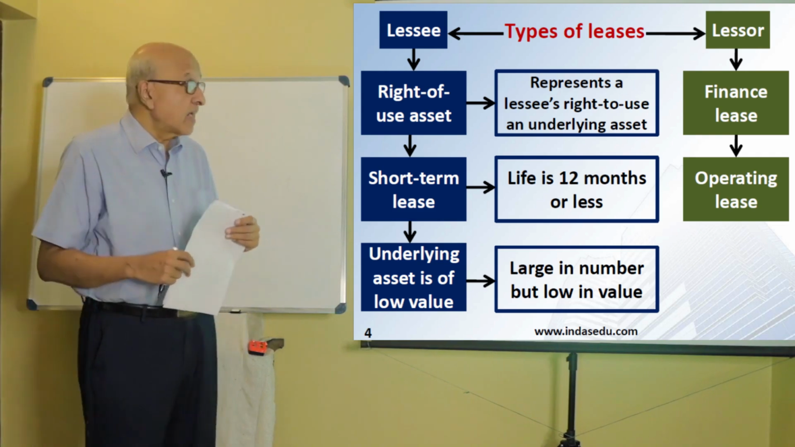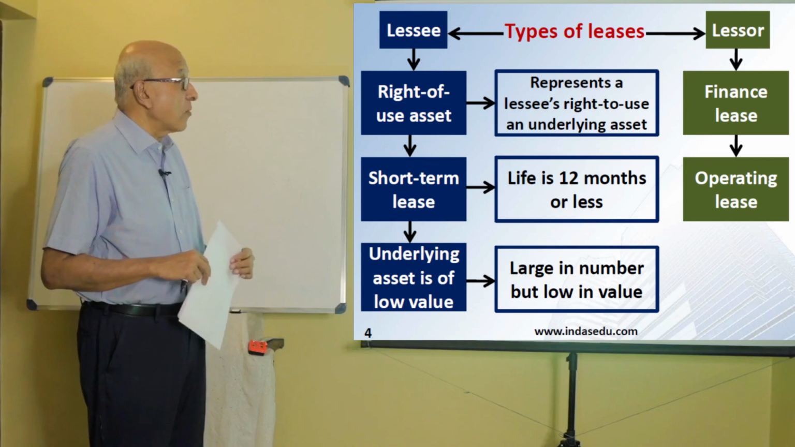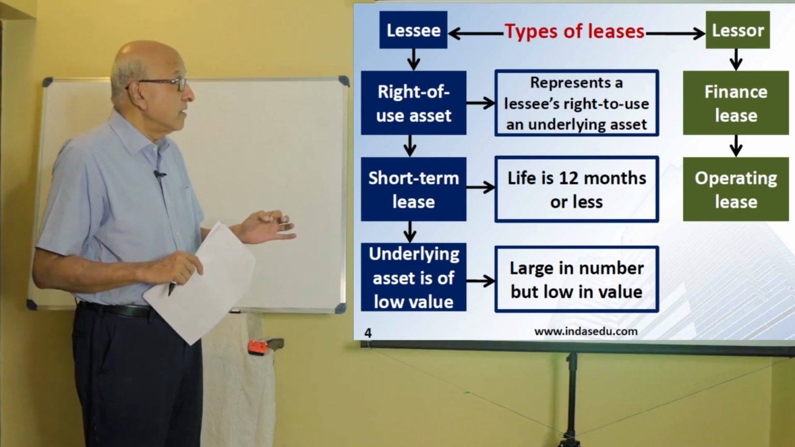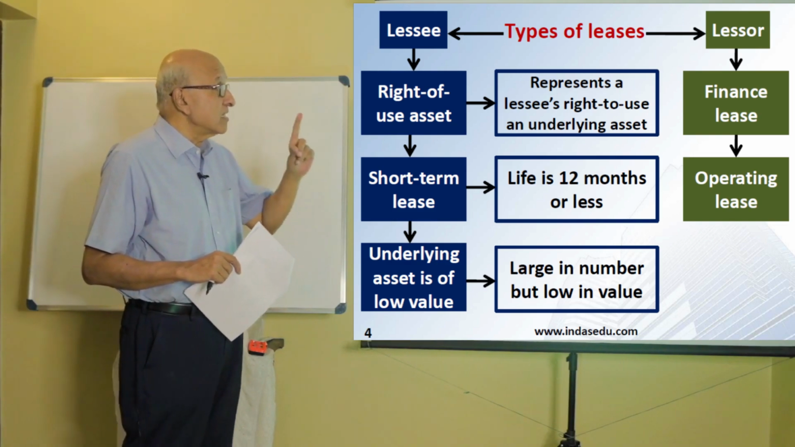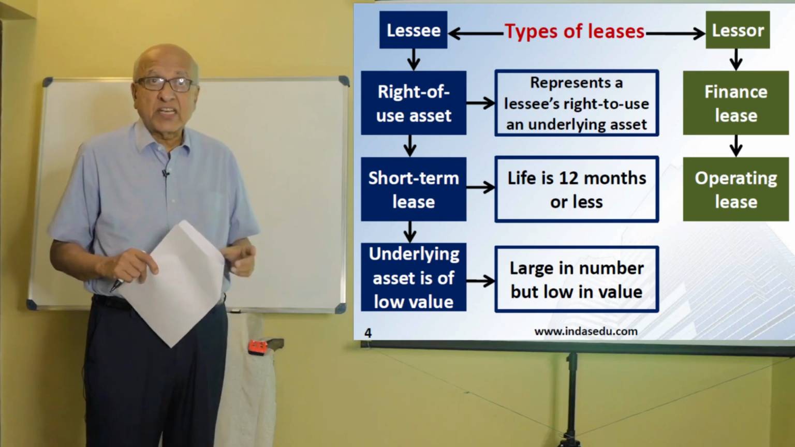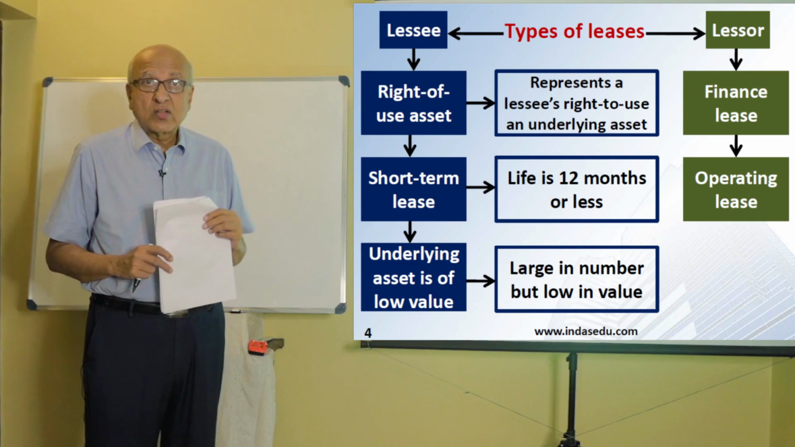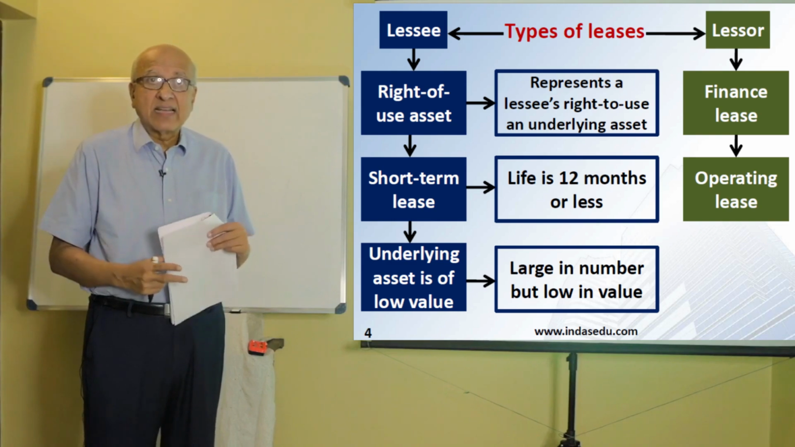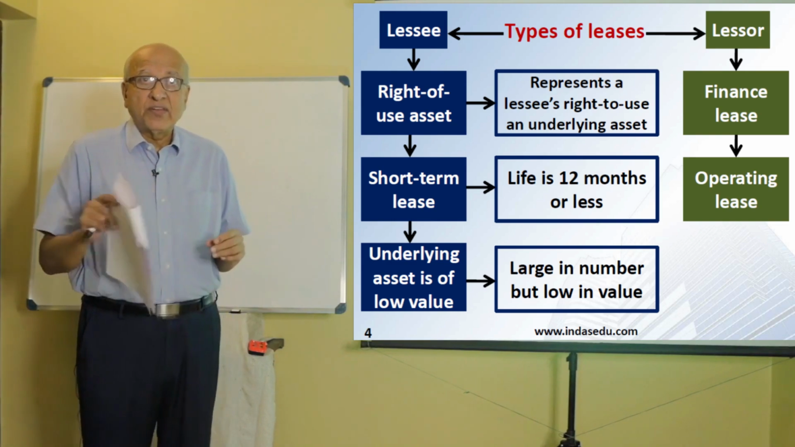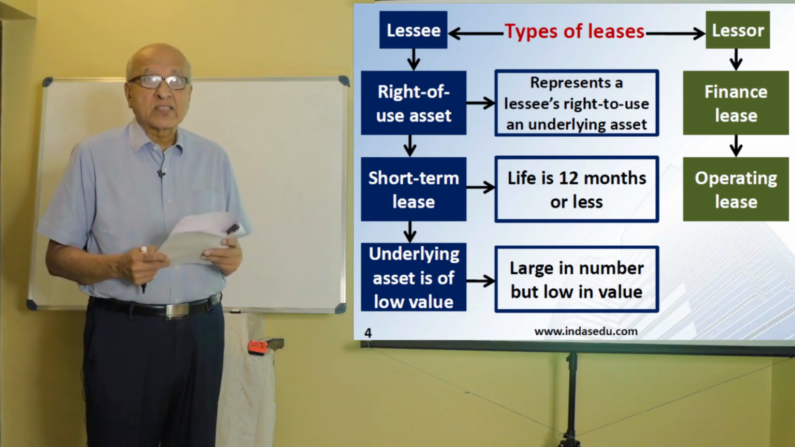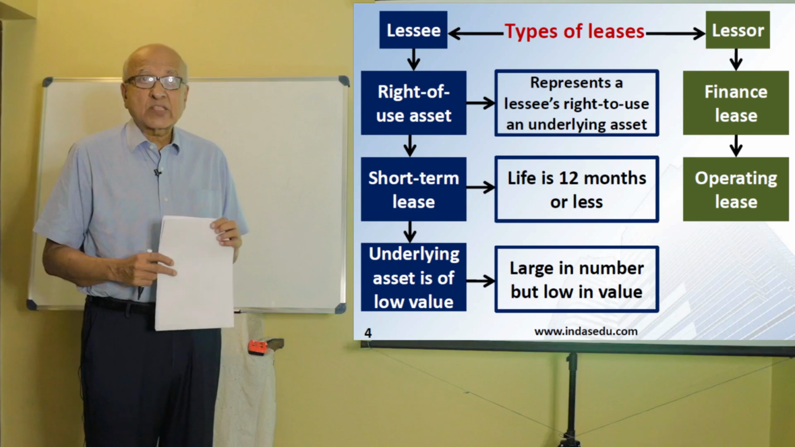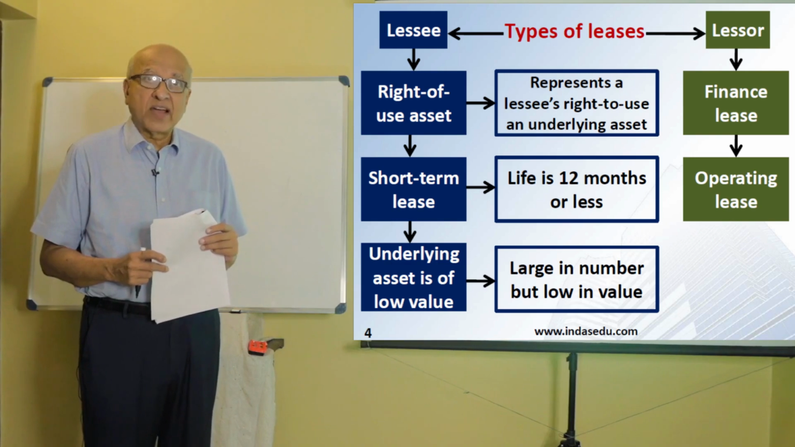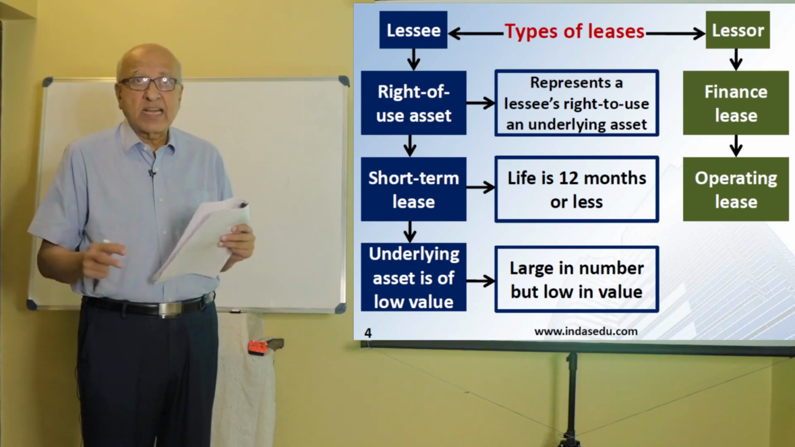And lessor having only two things: finance lease and operating lease. First of all, the main distinction is, if the lessor transfers substantially all the risks and rewards of ownership incidental to the asset, that is called finance lease. If it is not, it is not a finance lease. I repeat, when the lessor transfers substantially all the risks and rewards of ownership to the lessee, it's a finance lease. If he does not transfer those, it's an operating lease.